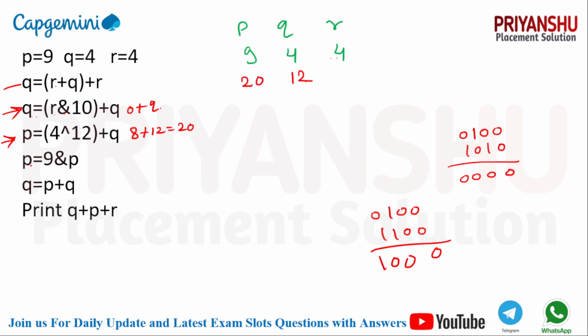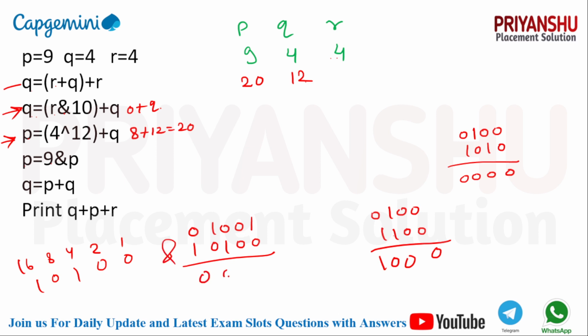Stored in p. Now p equal to 9 and with p. 9 is 1 0 0 1 and with 20. How to write 20? 1 2 4 8 16. So 1 0 1 0 0. So this one is 20, guys. Clear? We need to perform the AND operation. All are 0. So the value of p is now finally 0.